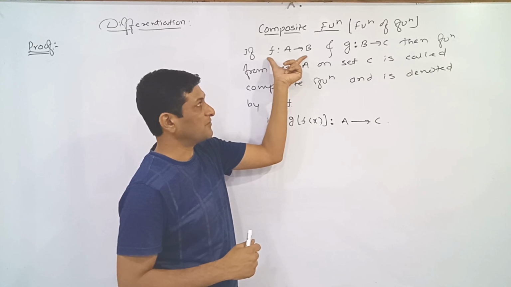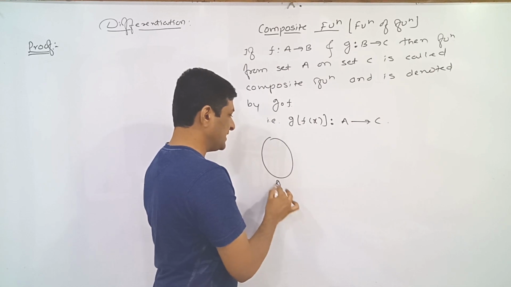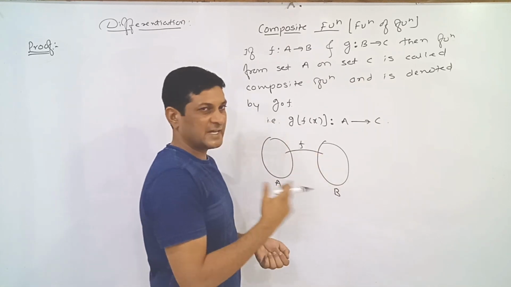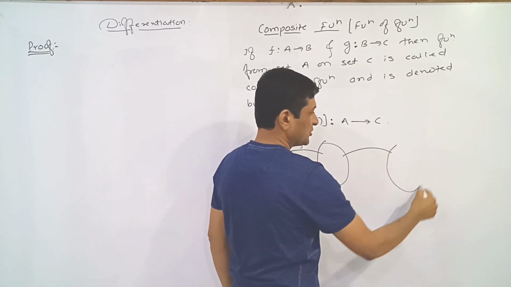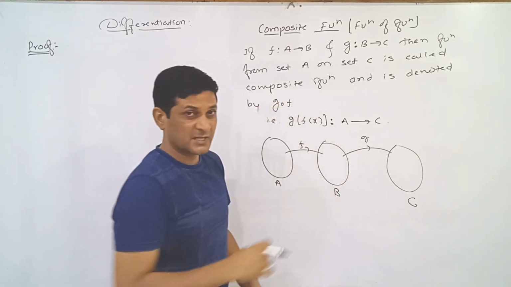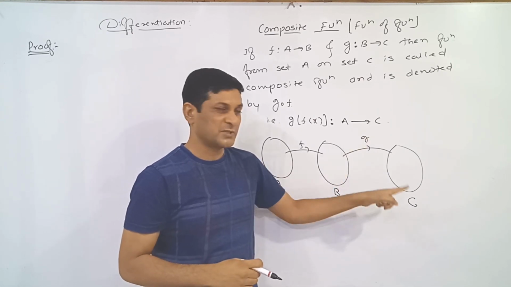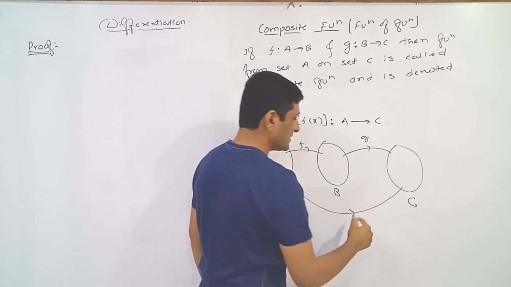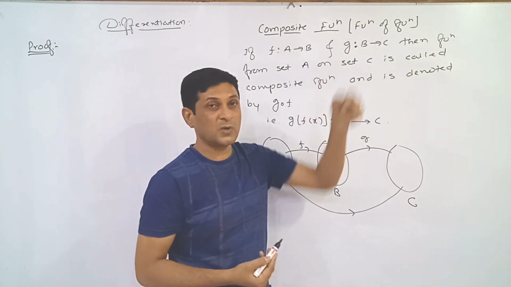So here f is a function from set A on set B. If f is a function from set A on set B, and g is a function from set B on set C, again observe the condition in the definition. Then the function from set A on set C is called a composite function. So now again see what we have written. Composite function is called as what?